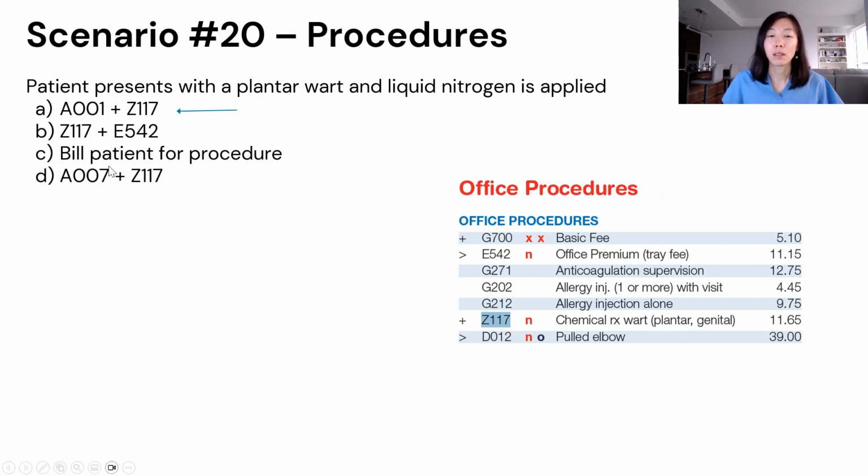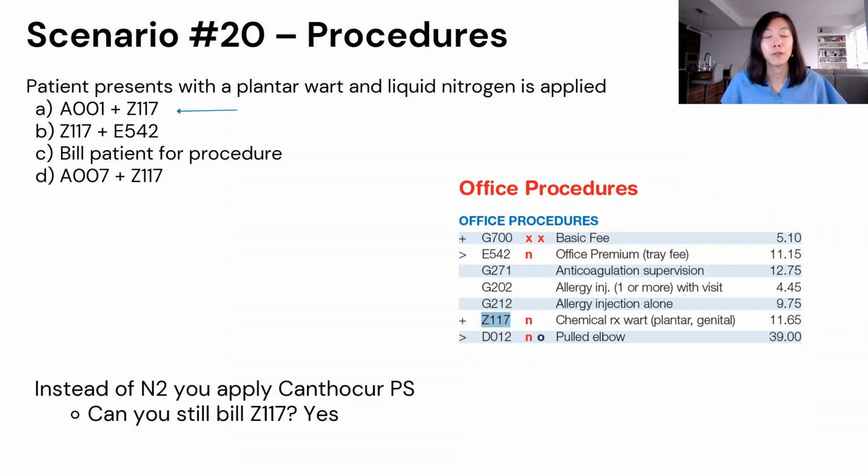Some people, depending on how long you talk to the patient or how much detail you talk to them about, might also bill an A007. So A or D could be correct in this case as well. And if you applied Canthacur instead of liquid nitrogen, you can still bill a Z117 as well.